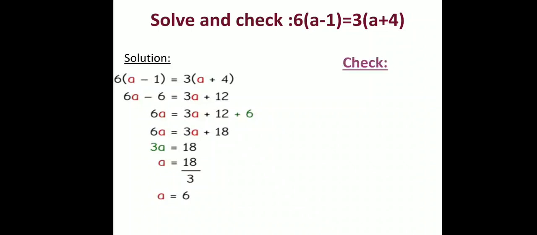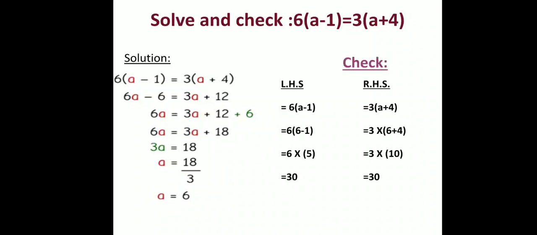Now for the verification, I will substitute the value of a in the left hand side and right hand side again. So left hand side, 6 into bracket a minus 1, 6 into bracket 6 minus 1. I'll be applying the rule of BODMAS here, so I will solve the bracket first and then proceed with the multiplication. 6 into 5 is equal to 30. Similarly, in the right hand side, 3 into (a plus 4), that is 3 into (6 plus 4), that is 3 into 10 equal to 30. That means left hand side is equal to right hand side. Hence, it verifies our solution.